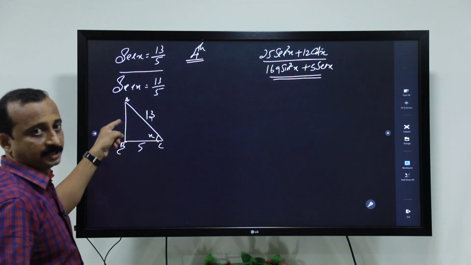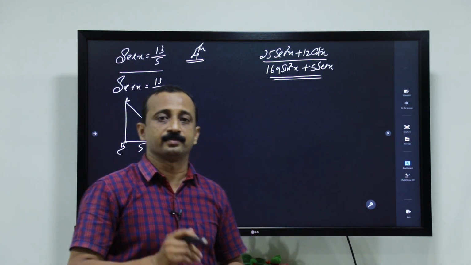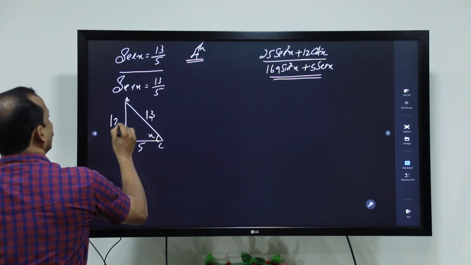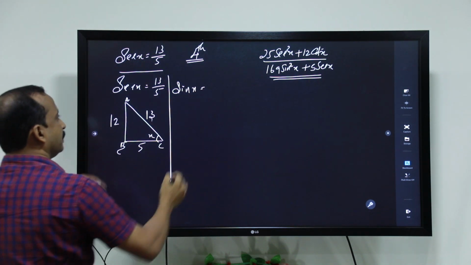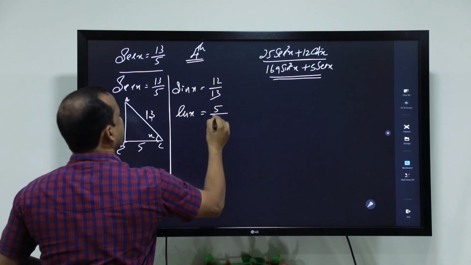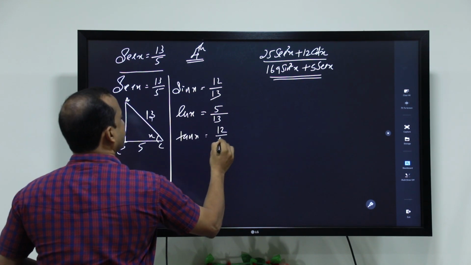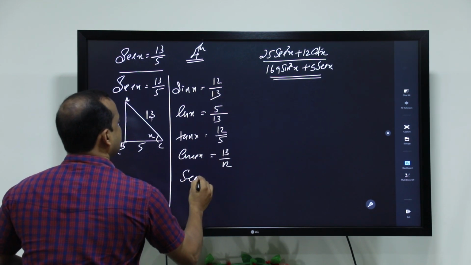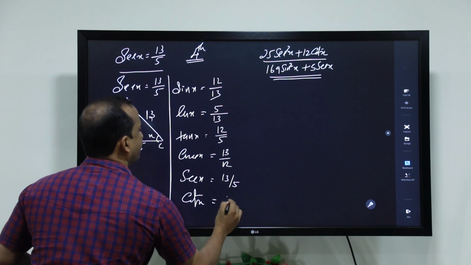Therefore, using the Pythagorean relation, root of 13 square minus 5 square. 13 square is 169, and 5 square is 25. 169 minus 25 is 144, and its root value is 12. And therefore, sin x is equal to opposite by hypotenuse, that is 12 divided by 13. Cos x is equal to 5 divided by 13. Tan x is opposite by adjacent, that is 12 by 5. Then cosec x, reciprocal, that is 13 by 12. Sec x 13 by 5, and last cot x is 5 divided by 12.